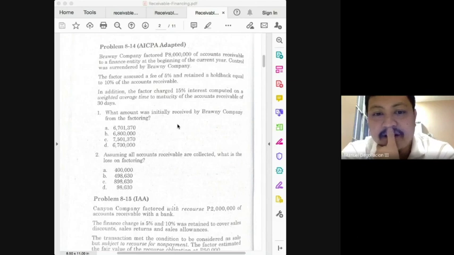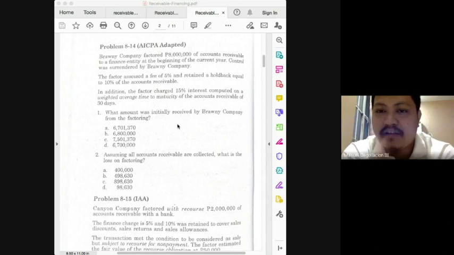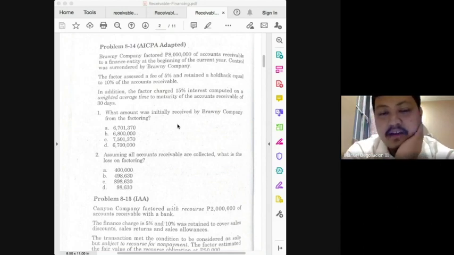Okay. You can think of this as a deposit. Okay, this would be deducted from our 8 million. Okay, but if the 8 million can be collected, will eventually be collected in total, then later on the factor will just return to us the 10% that is being held back. Okay, so the holdback will not necessarily be part of our loss.